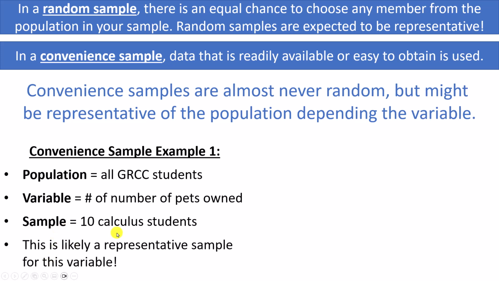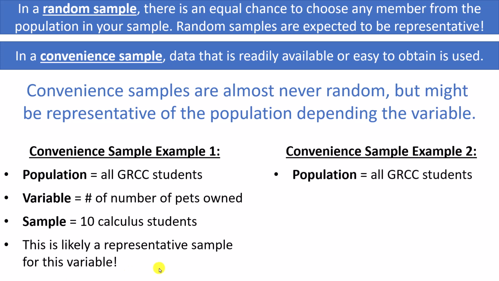So this is probably going to be a representative sample, because being a calculus student or any other type of student is probably not going to influence how many pets you own. If you're a calculus student or if you're not, you're probably just as likely to own so many pets as any random student in the college. So even though this is not a random sample, and we're only selecting a certain type of student, the way that we've biased the results probably does not matter for this variable of pets owned. Therefore, we would say this is probably still going to be a representative sample.